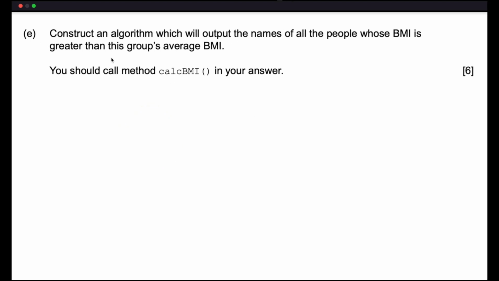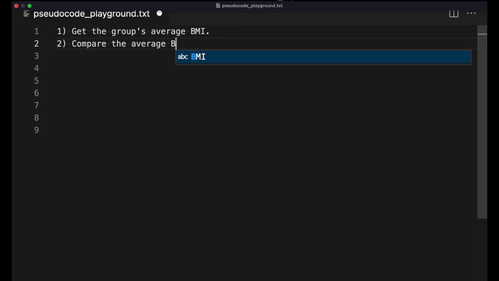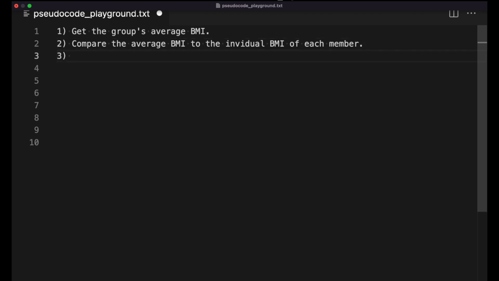Okay, so this is the last question. Basically, what we need to do is construct an algorithm which will output the names of all people whose BMI is greater than the group's average BMI. And we're going to use the method calcBMI to do that. So we're going to break this down into a couple of steps. First, we need to get the group's average BMI. Then we need to compare the average BMI to the individual BMI of each member. And thirdly, but kind of concurrently, we're going to be outputting the names of those who have higher than the average.